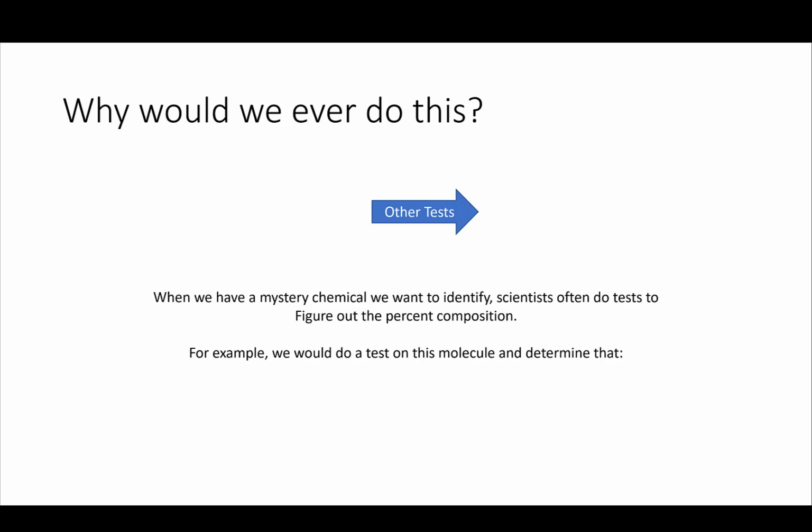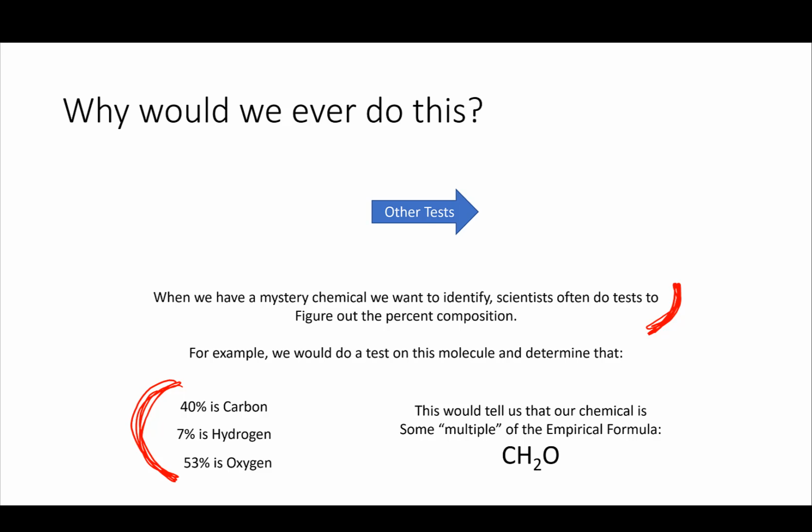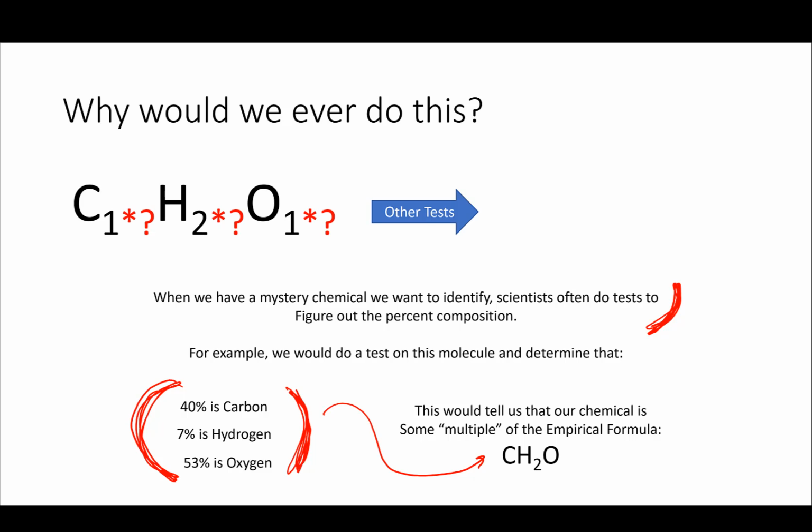Why would we ever do this? So we have a mystery chemical we want to identify. In the real world, scientists will often do tests to figure out the percent composition. So we can figure out the percent composition of a chemical, and we can determine that maybe it's 40% carbon, 7% hydrogen, 53% oxygen. So we have a mystery chemical with this percent composition because we did tests and we figured it out. Now this tells us we could just use the molar masses and figure out that if we have this percent composition, the chemical must be some multiple of the empirical formula, like this, CH2O. Now we don't know exactly how many carbons, hydrogens, and oxygens there are, because we know that 40% of it is carbon. Maybe this is like 10 grams, maybe this is like 200 grams or something. We don't know exactly how much in absolute terms the carbon is, but we know that 40% of the whole thing's mass is made of carbon.